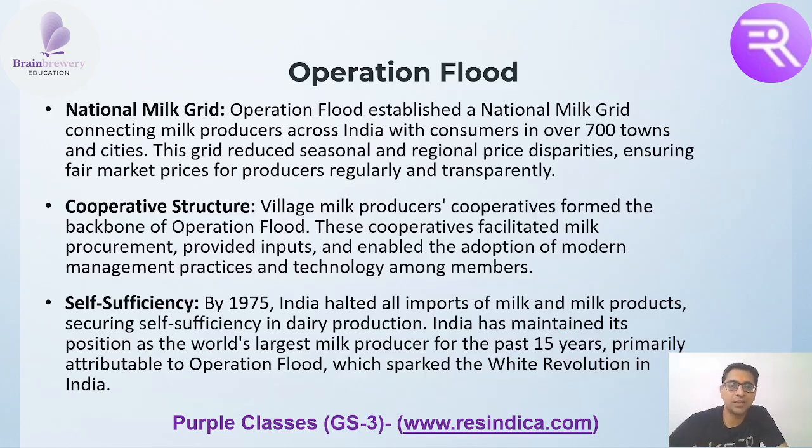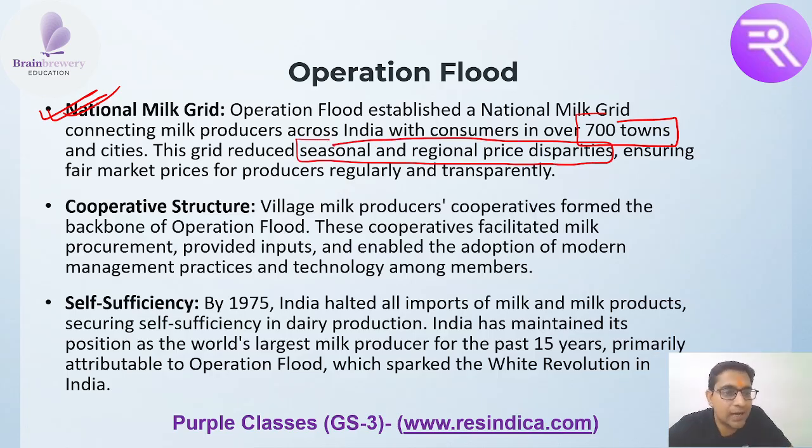Under Operation Flood, a national milk grid has been created, which links around 700 towns and cities. This grid connects the milk producer and consumer across cities and states. The grid reduces the seasonal and regional price disparity so that prices remain more or less common and a fair market price is realized. It is not like you are getting fooled by your milkmen. So there is a national milk grid which keeps the prices in a controlled way.